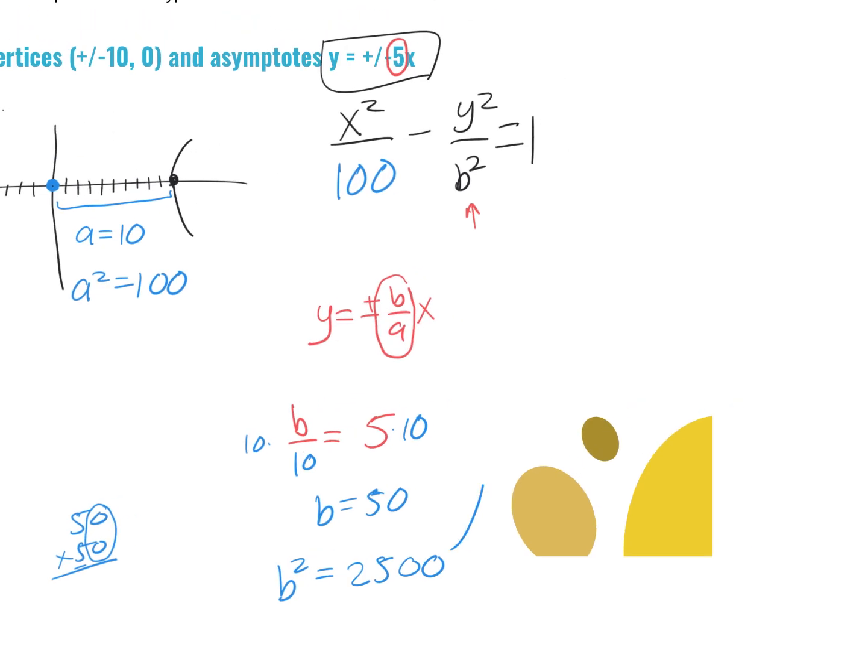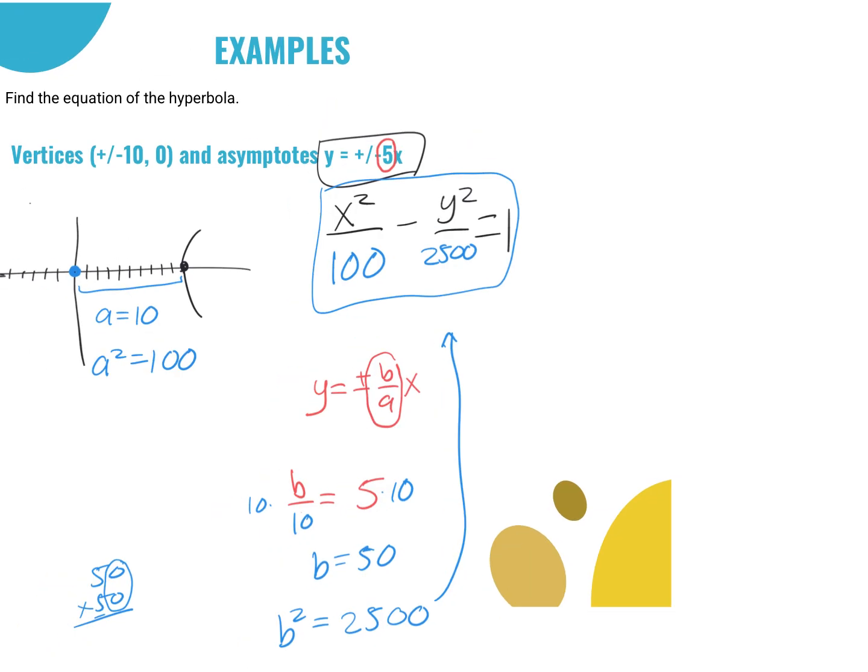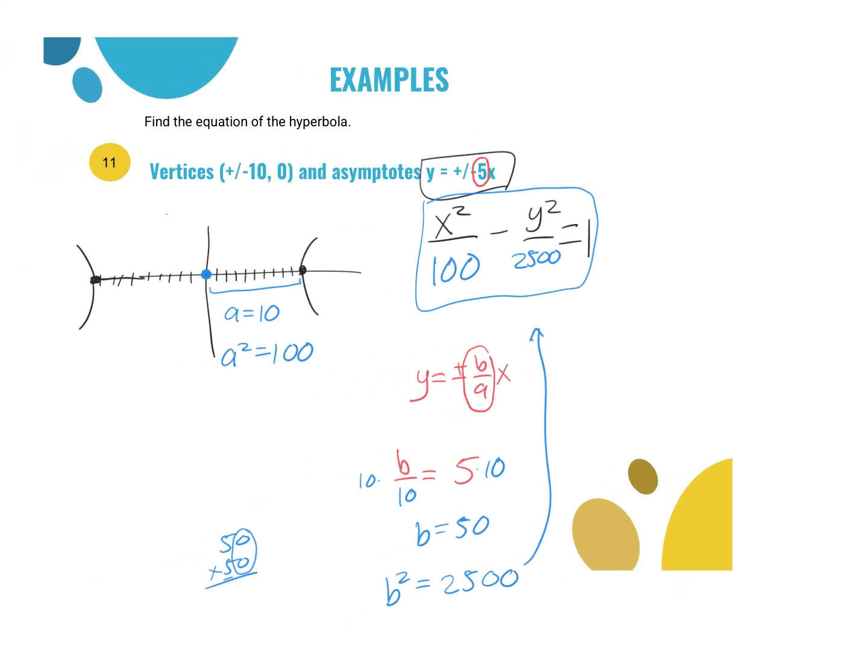So I'm going to take that number and plug it right into my equation. Know that this is going to be 2,500. It's going to be a pretty big hyperbola if we were to graph it. This probably isn't something that we would ask you to graph. It would just be to write the equation. I don't expect you to go 50 units up and down. But otherwise, that's it. That's how you find that one.